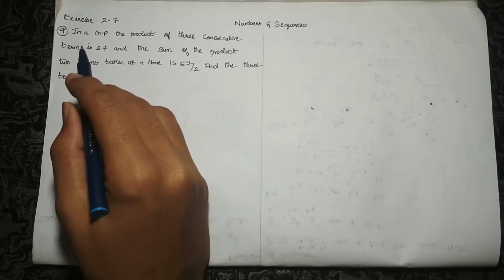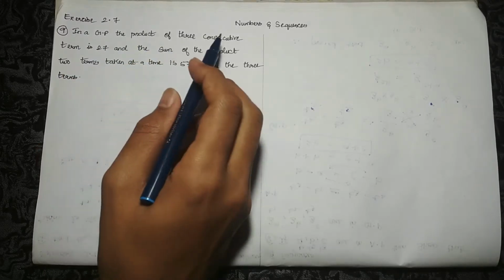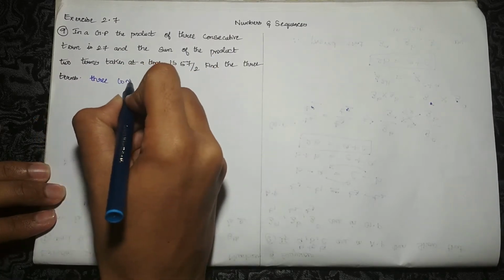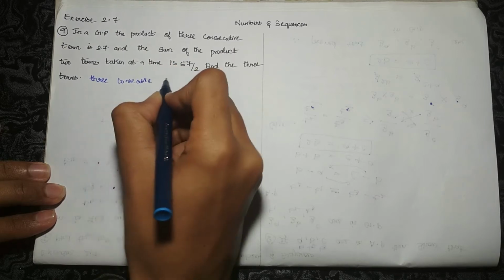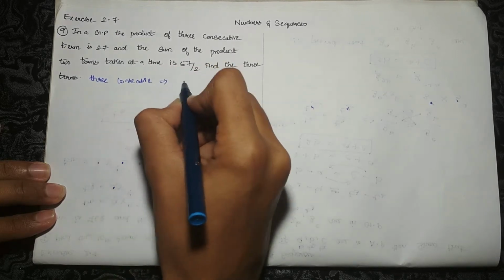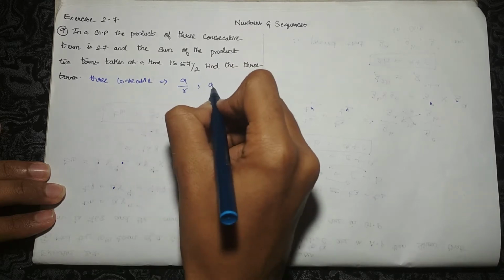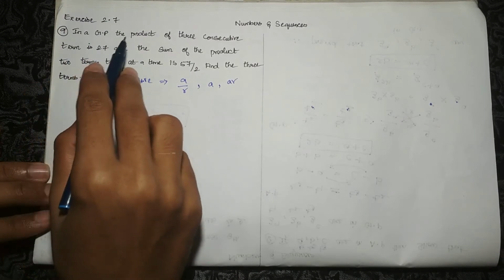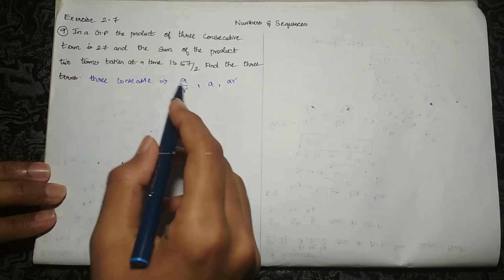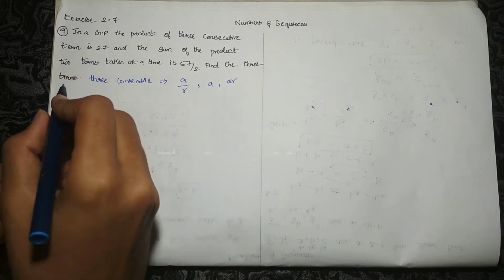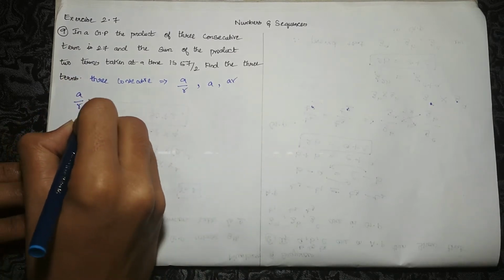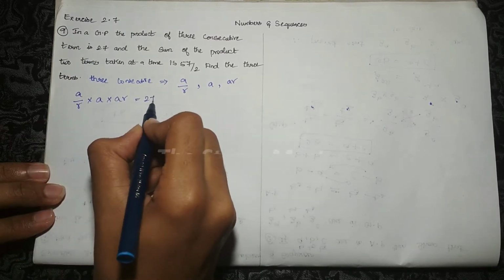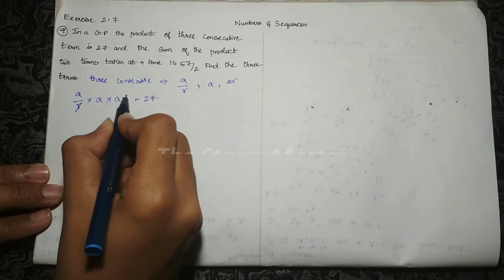Here in the ninth problem, in a GP, the product of three consecutive terms. Three consecutive terms of a GP are a by r, a, ar. Then the product of the three consecutive terms is 27. So the multiplication of these three is 27: a by r into a into ar equals 27. Let's cancel r here.